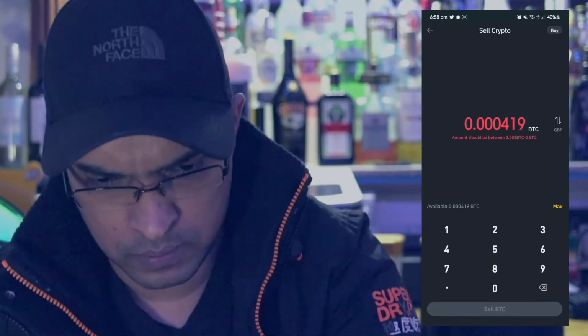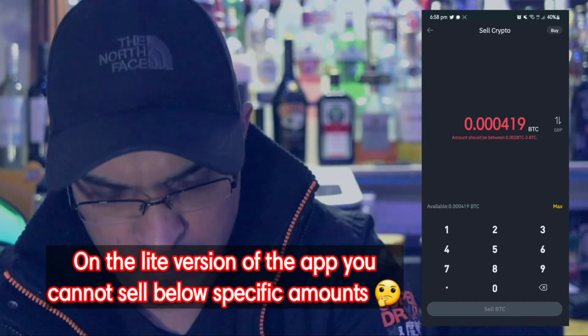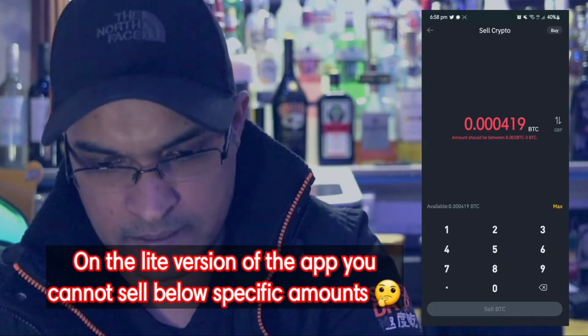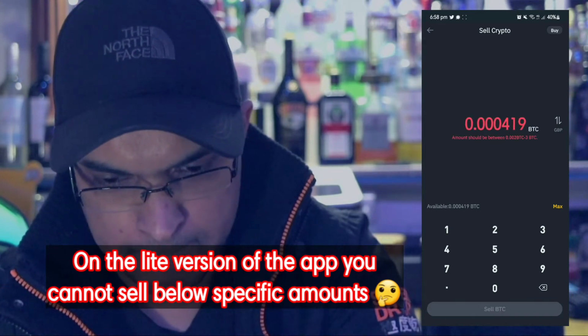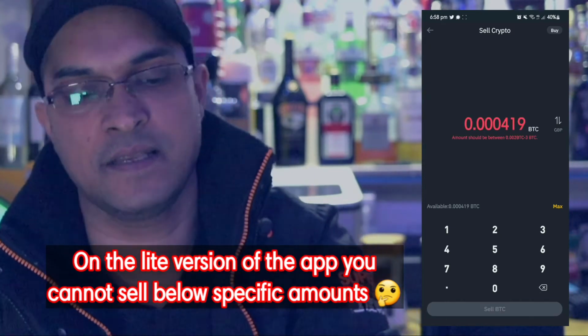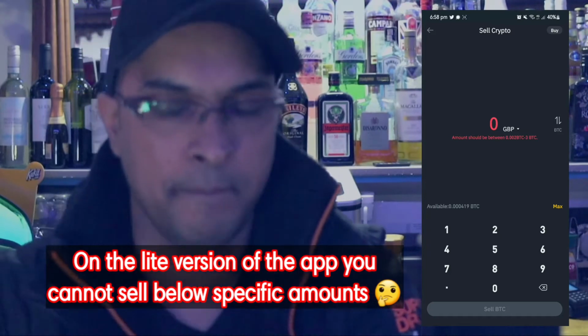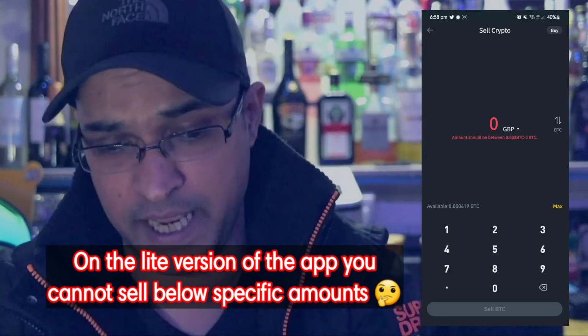And what is it saying? 0.002. So okay, what they're saying here is, if you do GBP value and you say you want to sell, okay, so what they're saying is on this particular one, you can't sell below a certain amount, right? Which takes me back to another thing.